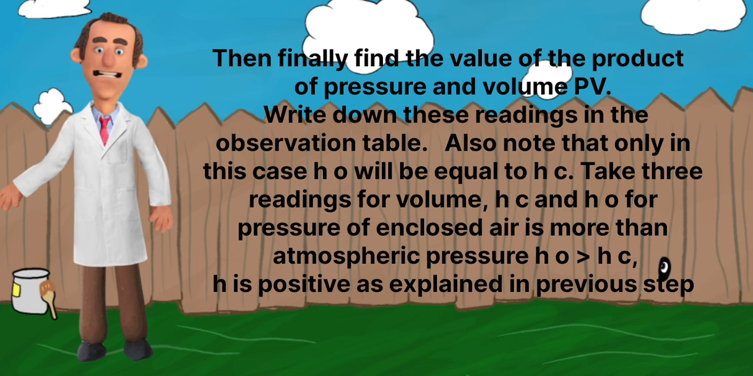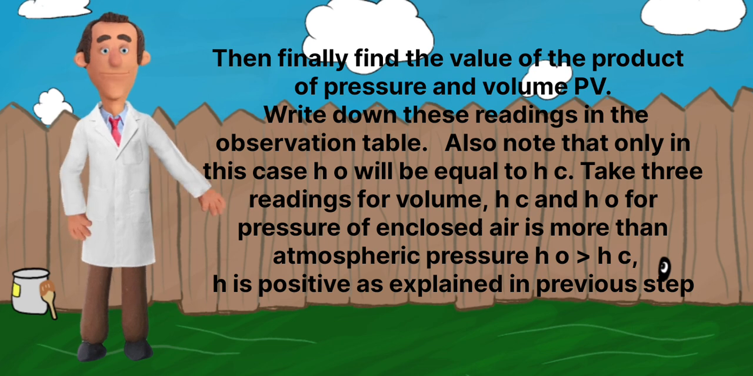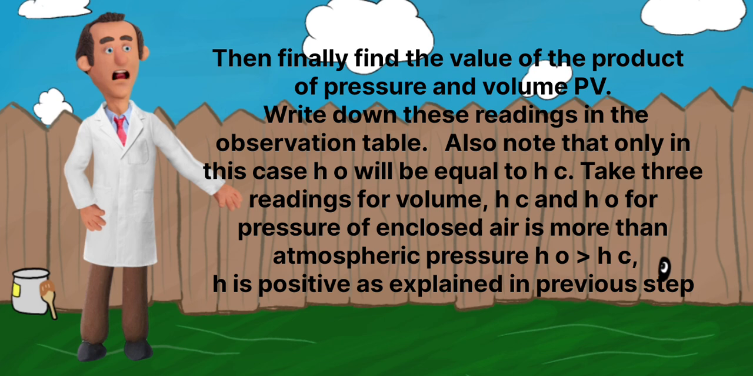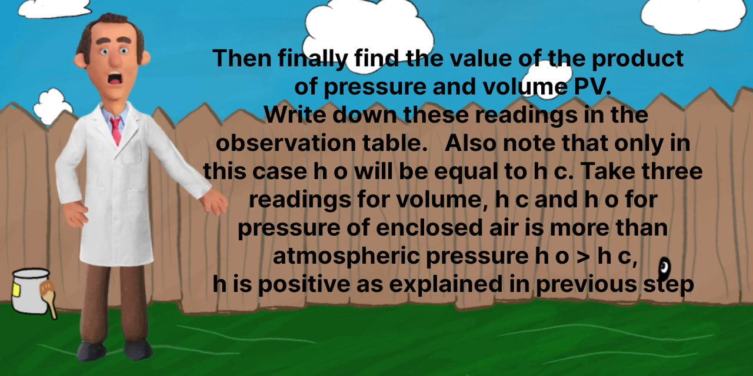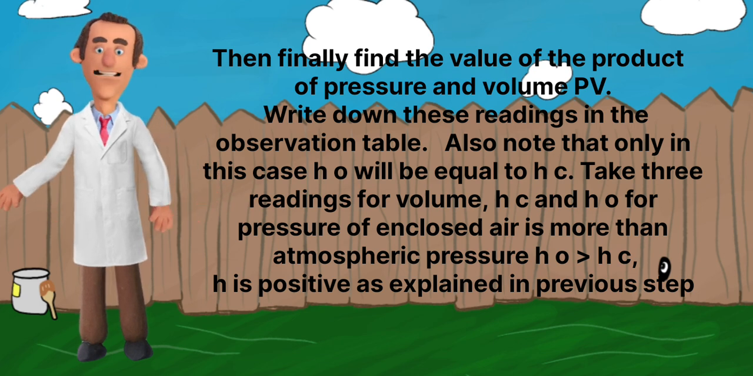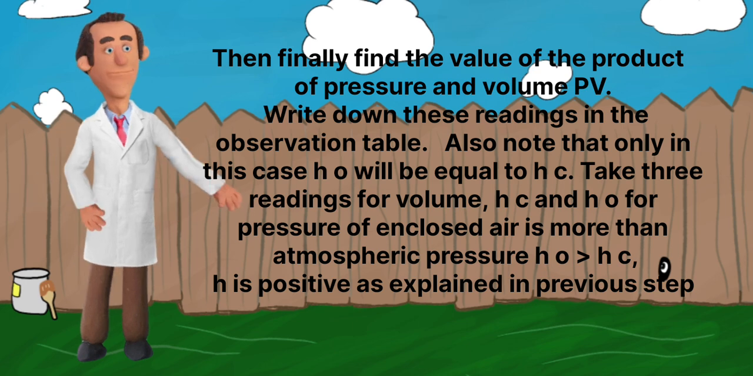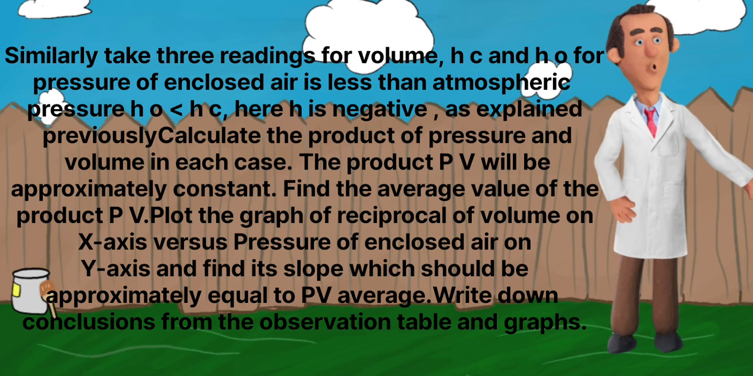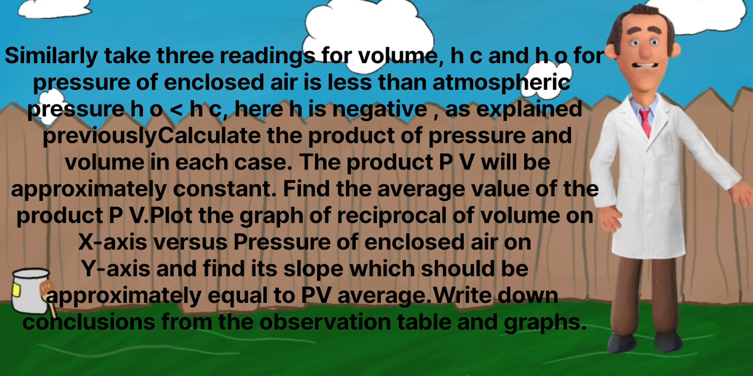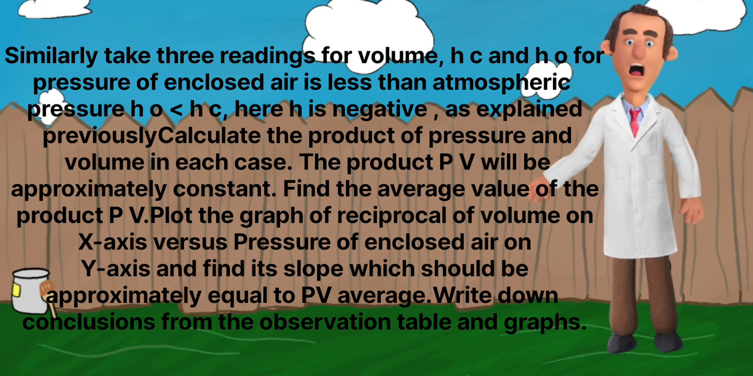Also note that only in this case HO will be equal to HC. Take 3 readings for volume, HC and HO for pressure of enclosed air more than atmospheric pressure, HO greater than HC, H is positive as explained in previous step. Similarly, take 3 readings for volume, HC and HO for pressure of enclosed air less than atmospheric pressure, HO less than HC, here H is negative, as explained previously.